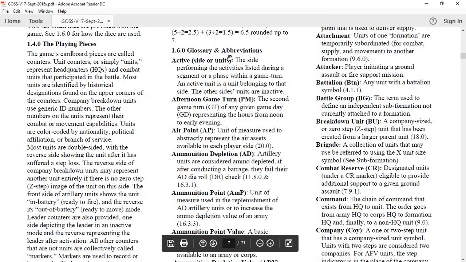Glossary and Abbreviations. Active, side, or units. The side performing the activities listed during a segment or a phase within a game turn. An active unit is a unit belonging to that side. The other side's units are inactive. Afternoon game turn, or PM. The second game turn, GT, of any given game day, GD, representing hours from noon to early evening. Air point, AP. Unit of measure used to abstractly represent the air assets available to each player's side.